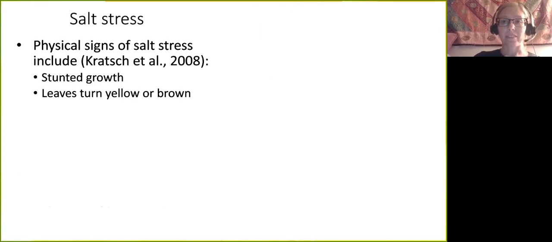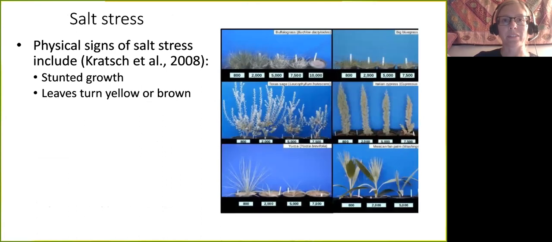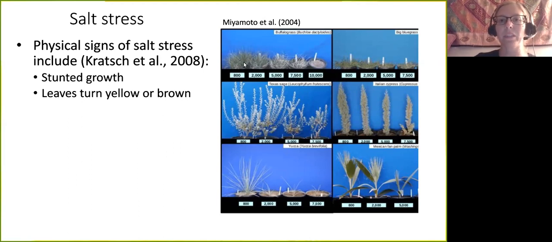So there are signs of salt stress, and kind of what I was talking about before. You get stunted growth pretty frequently. You also can see leaves that turn yellow or brown, can be a sign of that physical stress. And here we have a picture from Miyamoto et al. And this is just kind of showing a few different plants in different saline conditions. So on the left of each picture is the lowest saline content in the soil. And then as you go further along to the right, you get more saline content.